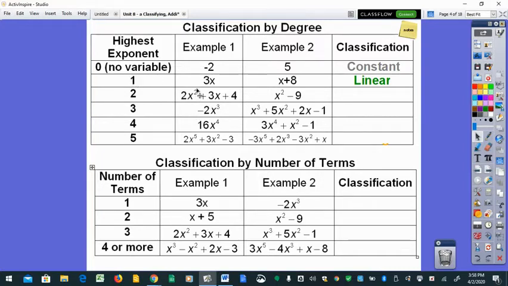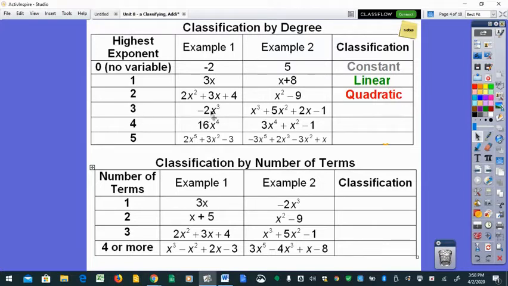Now, if we look at our largest exponent, notice this guy is in standard form. Notice it's a 2, and it's a 2 here. We learned this back in our function. That is the quadratics, and that's what we're going to be working on in this unit.